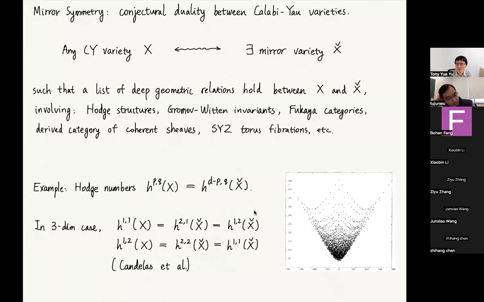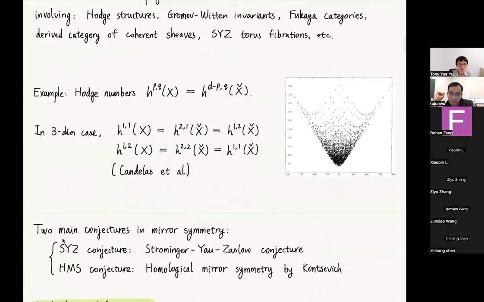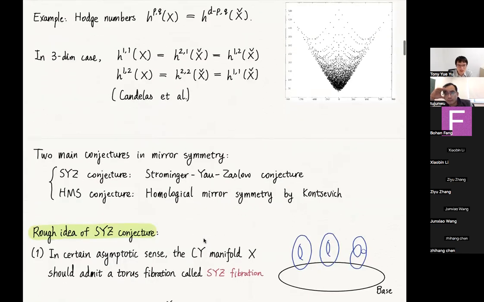So that's what roughly mirror symmetry is about. Then we have two main conjectures in mirror symmetry. One is called the SYZ conjecture, named after Strominger, Yau, and Zaslow. And another is the HMS conjecture. It's short for homological mirror symmetry by Kontsevich. These are the two main conjectures in the field. Let me review the rough idea of these two conjectures.